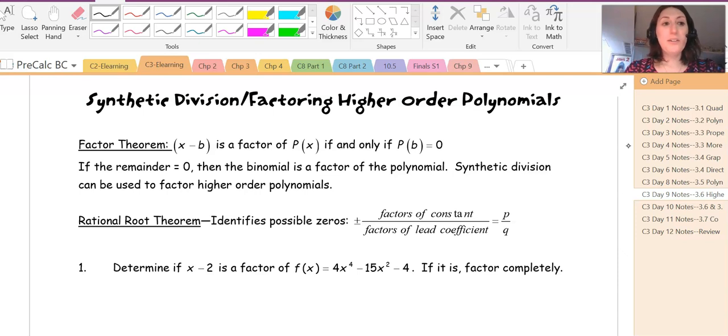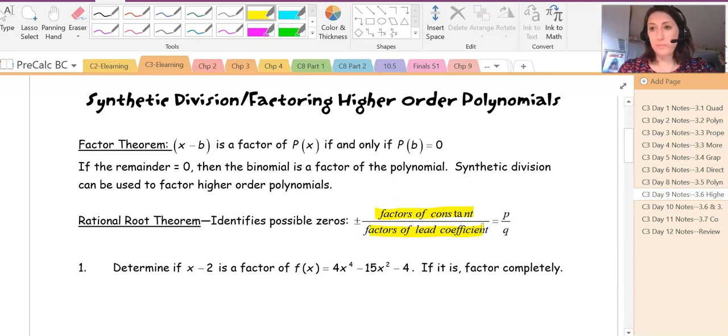There's also something called the rational root theorem, and what it does is it identifies possible zeros for you. Now, I'm going to be honest, this is not as helpful to us now since we have a graphing calculator to find our zeros for us. But what this does is kind of narrow down what your options are. Okay, but it would have been more helpful before the existence of graphing calculators. So basically, this just identifies what the possible zeros could be, and we do factors of our constant over factors of our lead coefficients, and that's p over q.